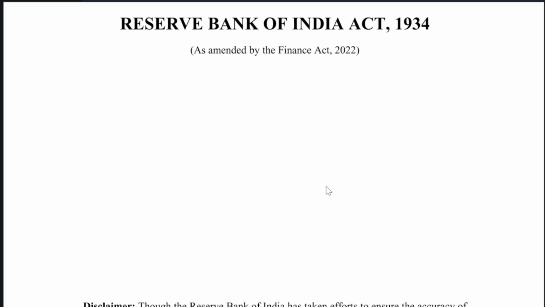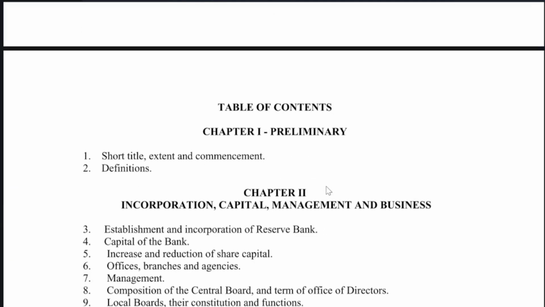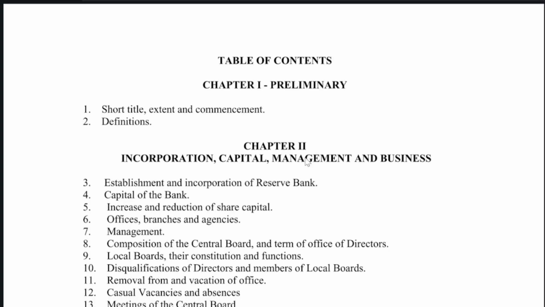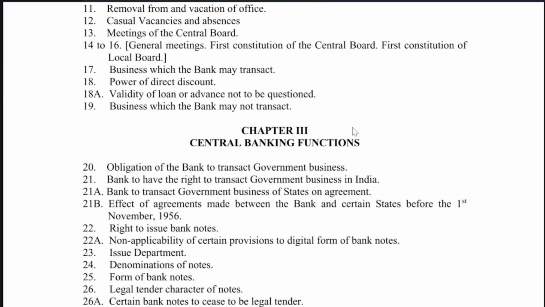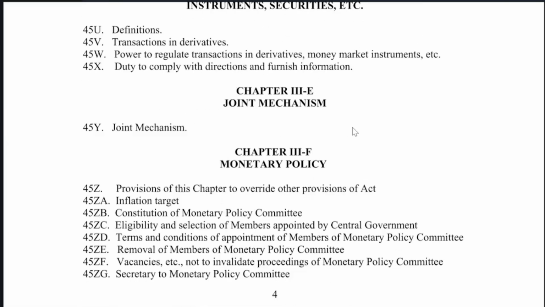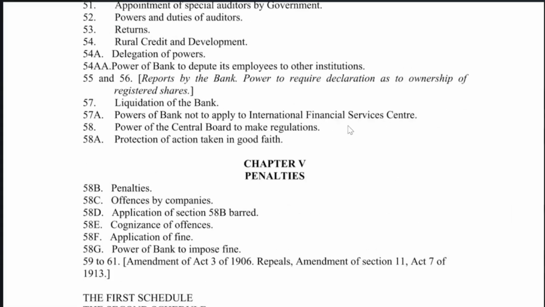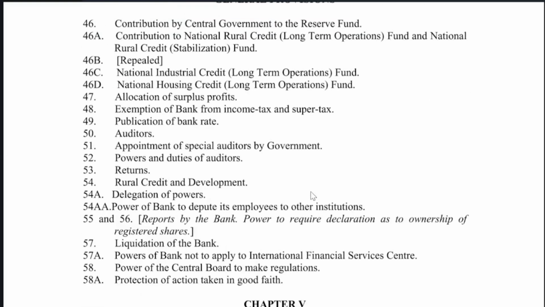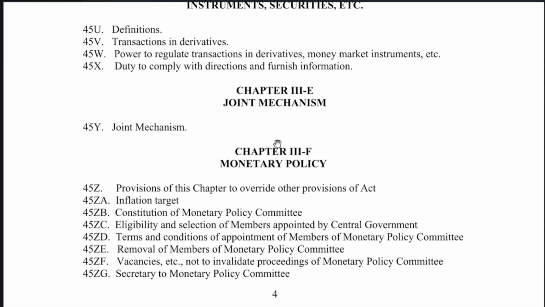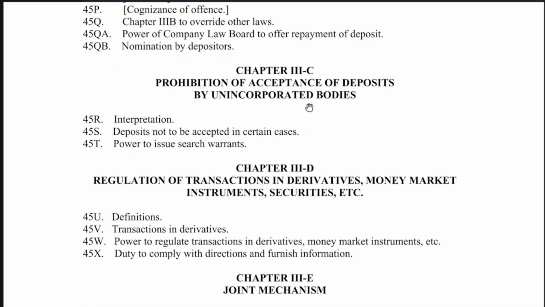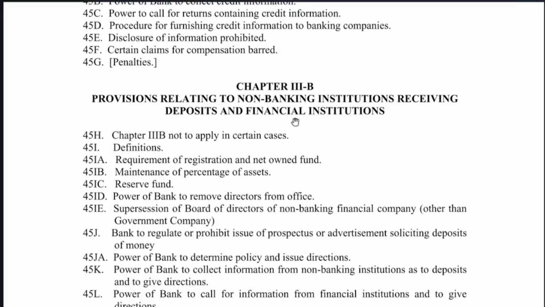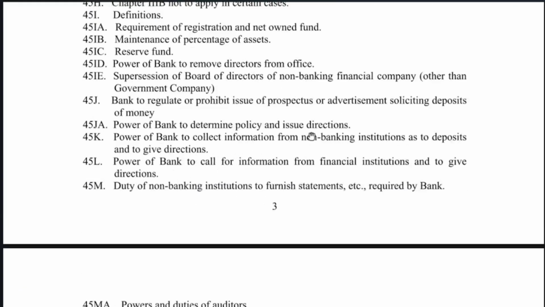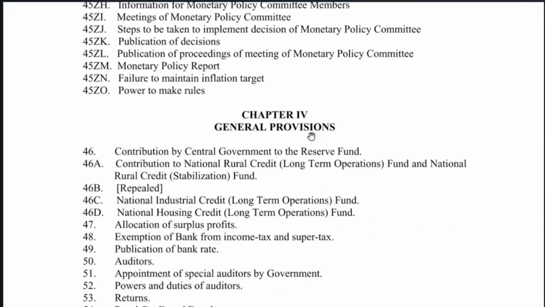So this Reserve Bank of India Act that is in front of you, it's a lengthy act. It comprises 11 chapters, beginning from chapter 1, that is preliminary, and it goes on to chapter number 5, penalties. Now, I said that it contains 11 chapters. Why? Because amendments have been made in this act, and new chapters by the name of chapter 3E, 3F, 3D, 3C, and so on and so forth were added later on, and that is why the total count of the number of chapters is 11.